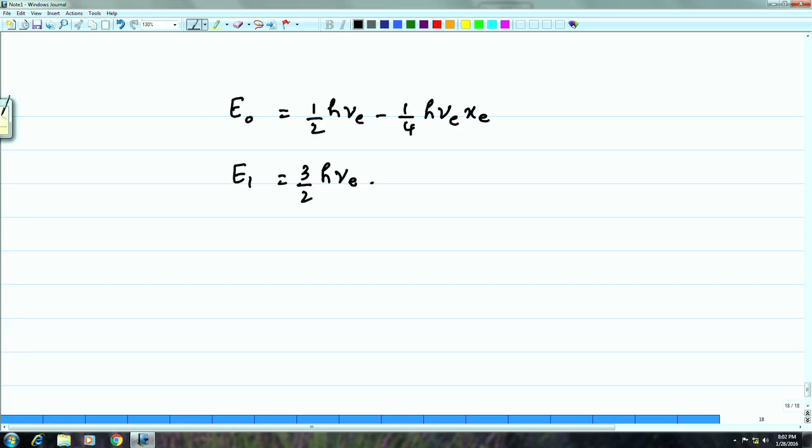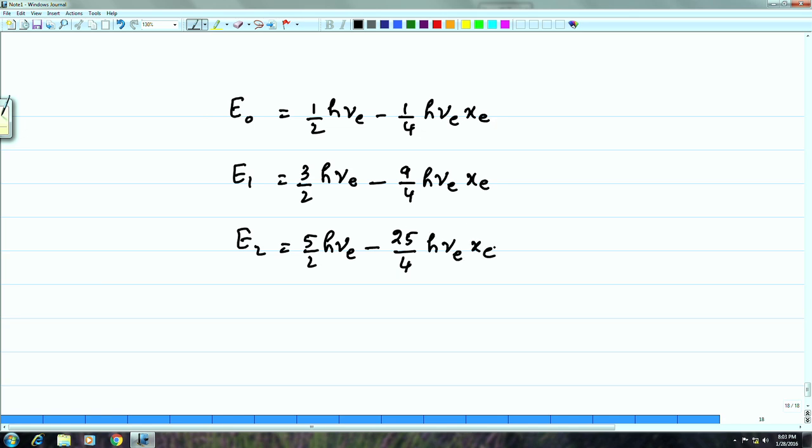This is 3 by 2 h nu_e minus 9 by 4 h nu_e x_e, and E2 is written as 5 by 2 h nu_e minus 25 by 4 h nu_e x_e, where 5 by 2 is n plus a half, whole square, and so on. Therefore, if you calculate E1 minus E0, the answer is h nu_e times (1 minus (9 by 4 minus 1 by 4)). So, you get 2 h nu_e x_e.